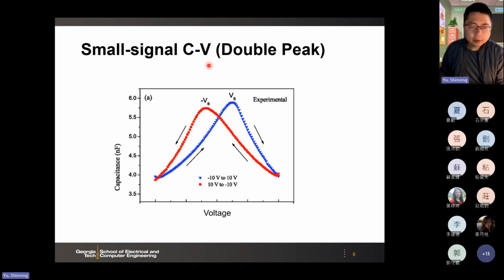So here is another measurement, typically on the ferro capacitor. This is small signal CV, and not the large signal switching. That means at each DC bias point, we apply a small signal, like a 30 millivolt AC signal, to measure the capacitance. And then you typically have the double peak in this small signal CV of the ferro cap. If it's a normal cap, it's basically flat with voltage. But if it's ferro, then you have this double peak feature.